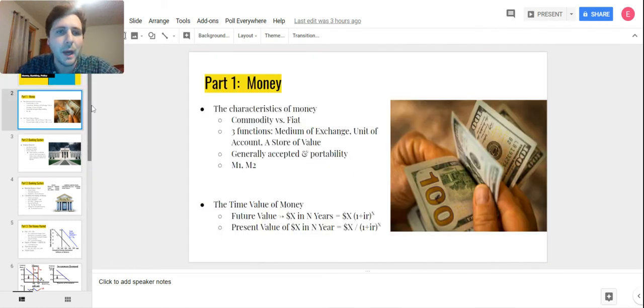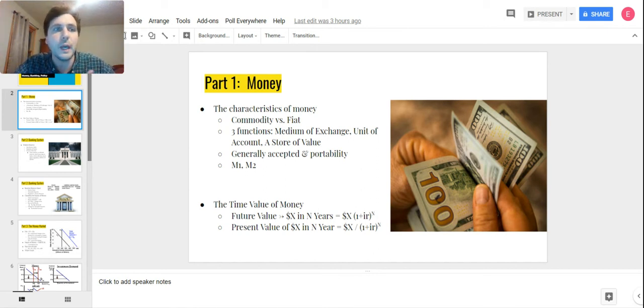Part 1 is about money and the characteristics of money. Money, remember, is a medium of exchange, but it actually has a few other specific characteristics you need to know. Know the difference between commodity and fiat money. Commodity money is money that's backed by something, like a gold standard or intrinsic value, whereas fiat money is completely symbolic. It's a piece of paper with numbers on it that represent currency.